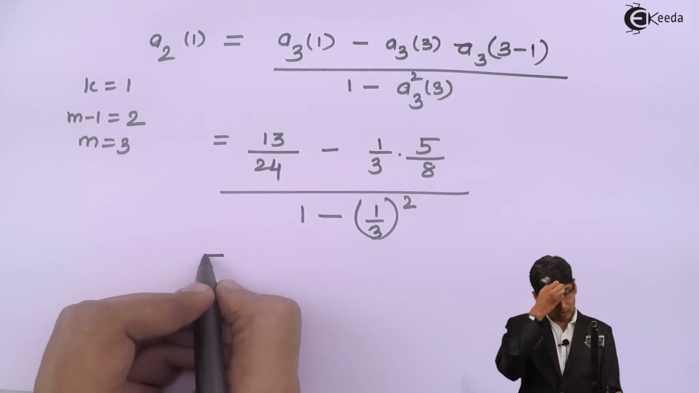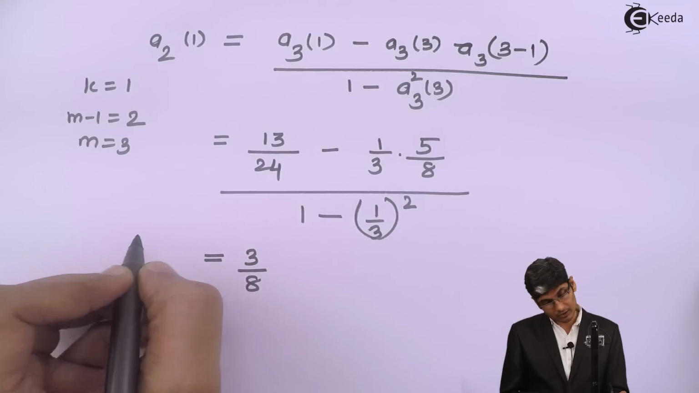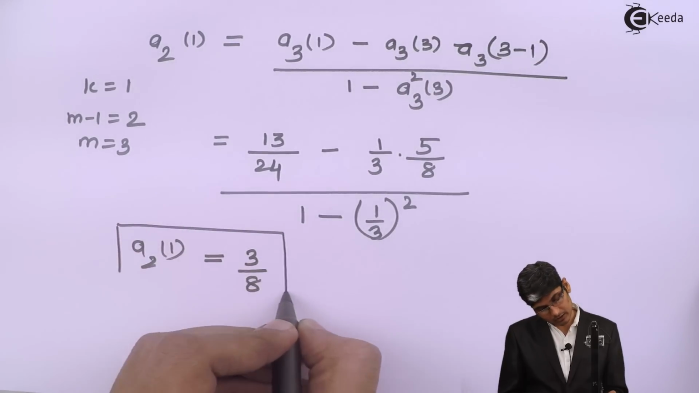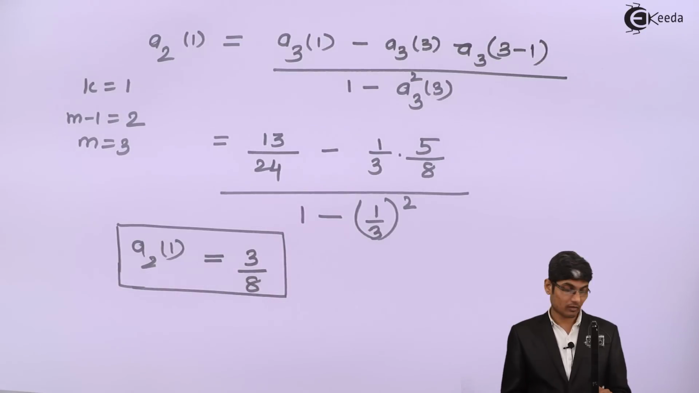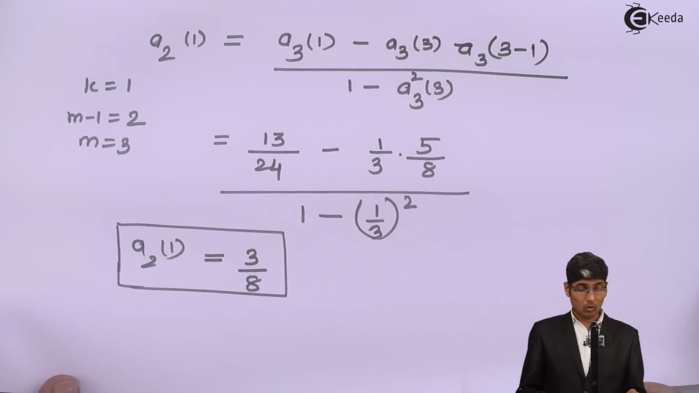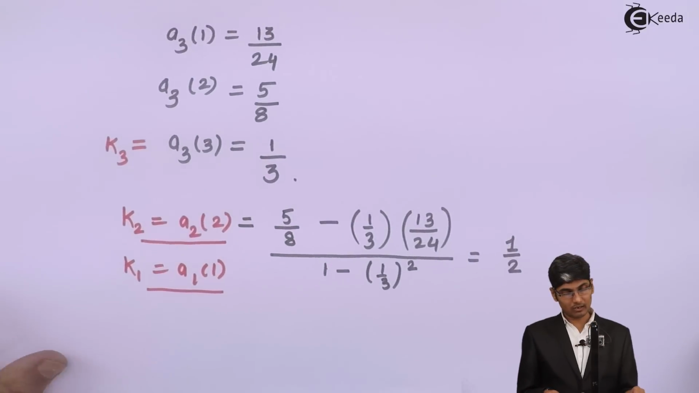So now if you solve this equation, a2 of 1 will be 3 by 8. Okay, so that is a2 of 1. Once you have received a2 of 1, now it is easy to find a1 of 1. So what is a1 of 1?